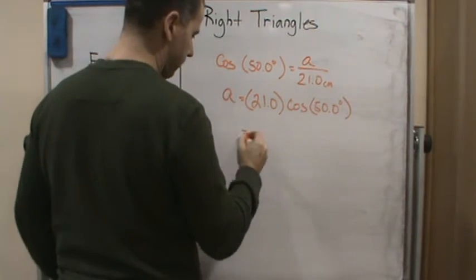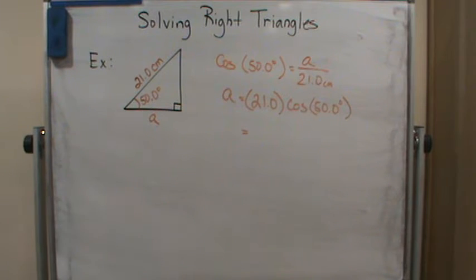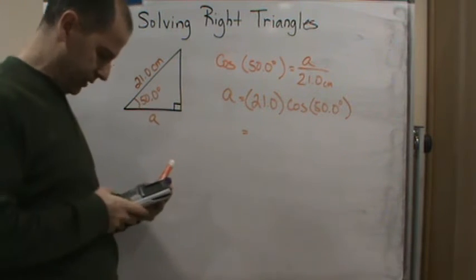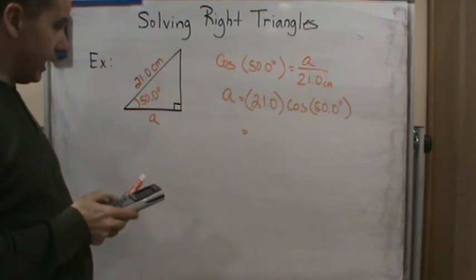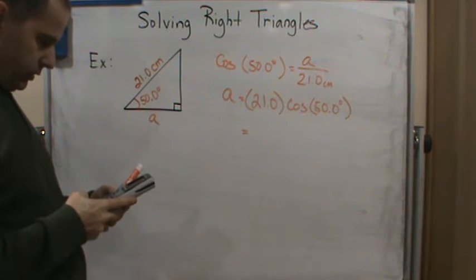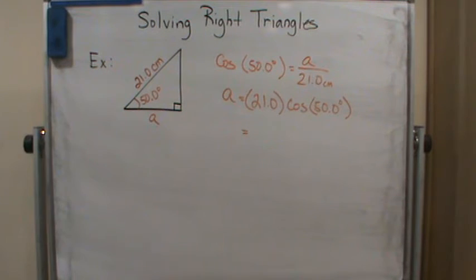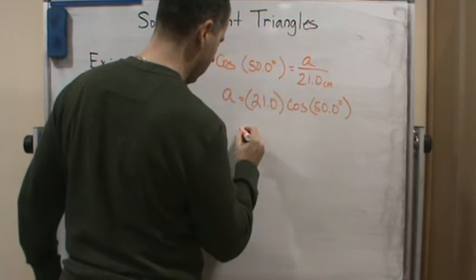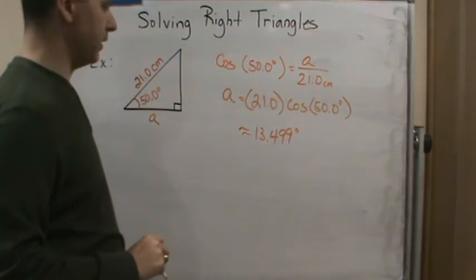Again, you want to make sure your calculator is in degrees when you're doing this, since the angle is in degrees. So now I'm going to do 21 times cosine of 50 degrees, which equals 13.499. Okay, that's an approximate measurement.